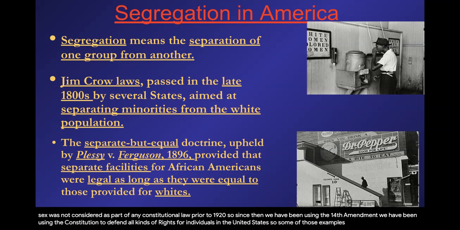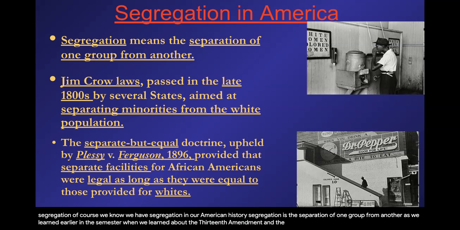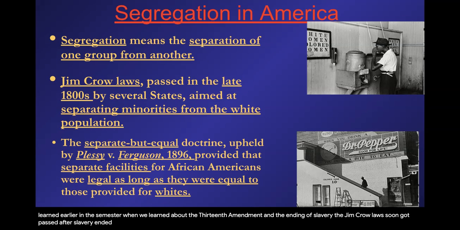Some of those examples were laws that struck down segregation. Of course, we know we have segregation in our American history. Segregation is the separation of one group from another. As we learned earlier in the semester, when we learned about the 13th Amendment and the ending of slavery, the Jim Crow laws soon got passed after slavery ended in the late 1800s in several states during Reconstruction, and this separated minorities from the white population.